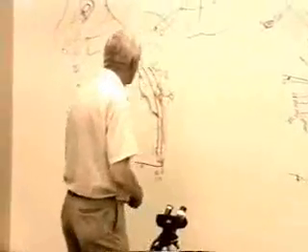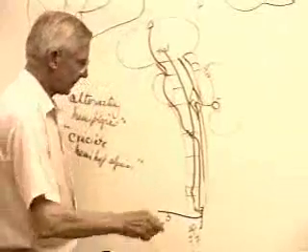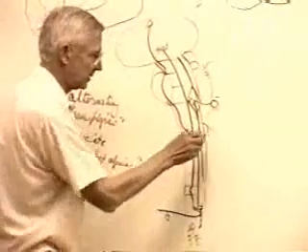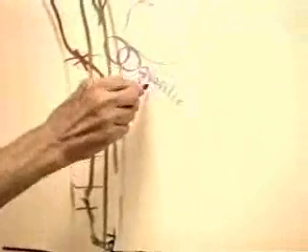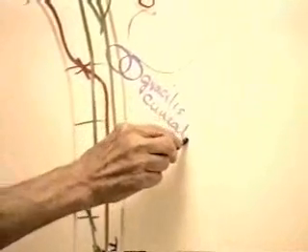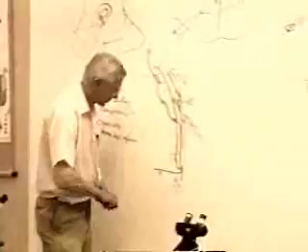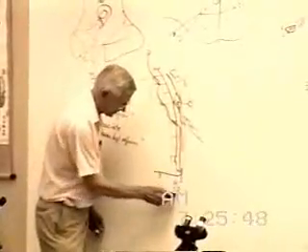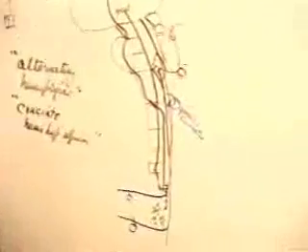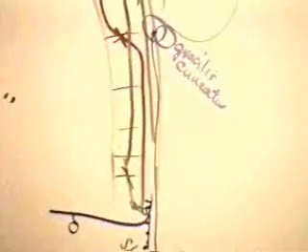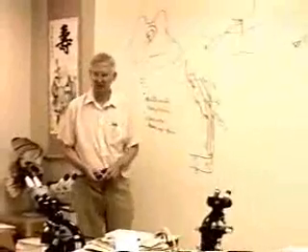Gracilis. Cuneatus. So it's the dorsal column, medium-sized fiber system. And those nuclei just relay on all the other sensory fiber messages via the medial lemniscus to the opposite side of the thalamus.